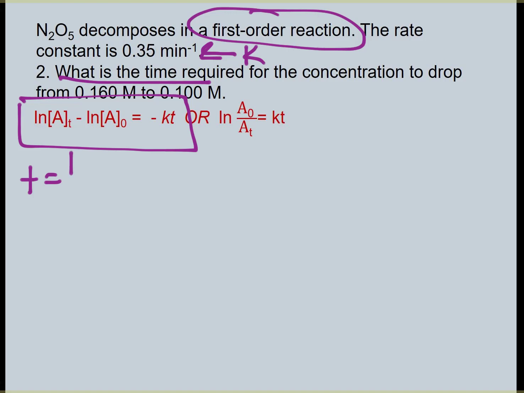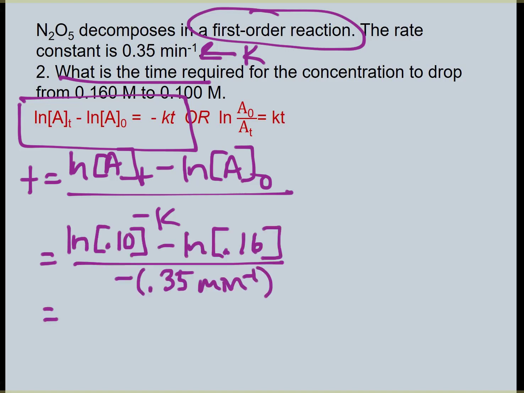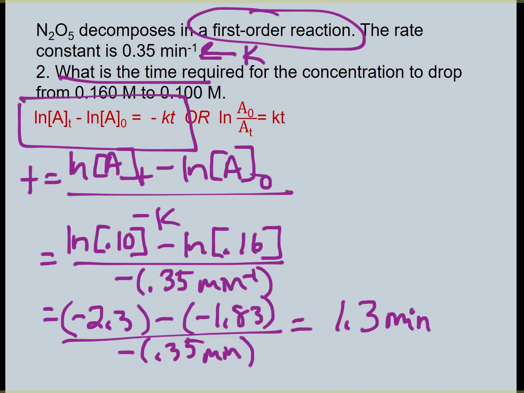I get the natural log of the ending concentration minus the natural log of the initial, divided by the negative rate law constant. Let's put our numbers in. Let's go ahead and take the natural log of those numbers. Watch all the negative signs. And my final answer, I will get 1.3 minutes.